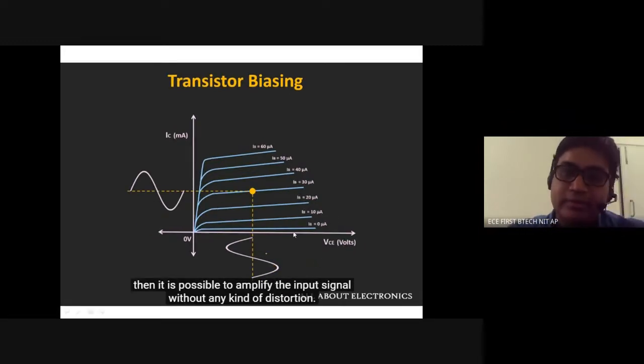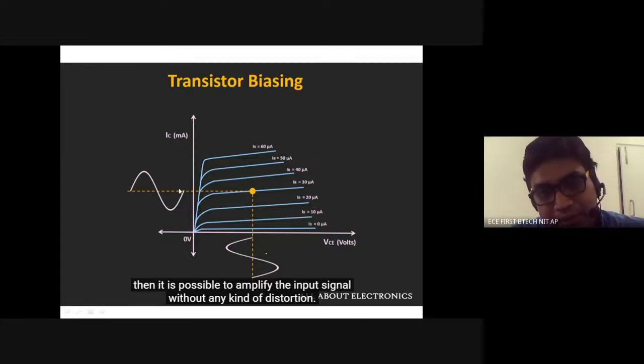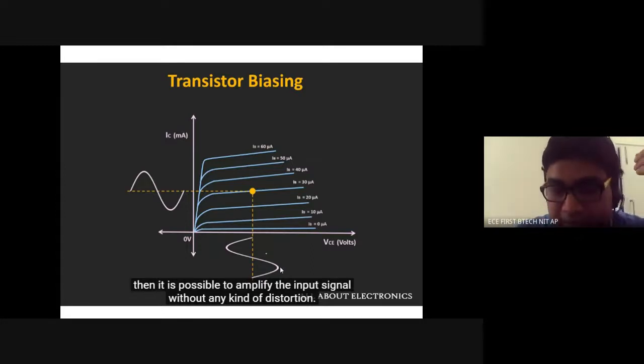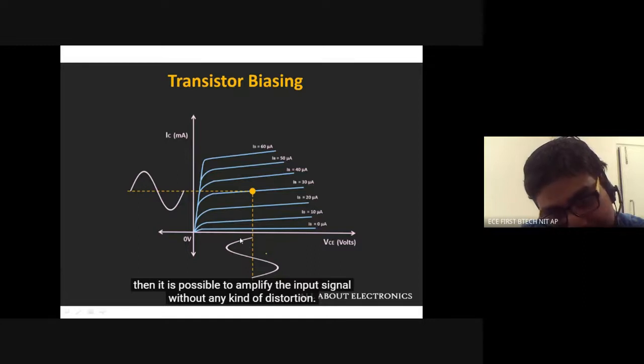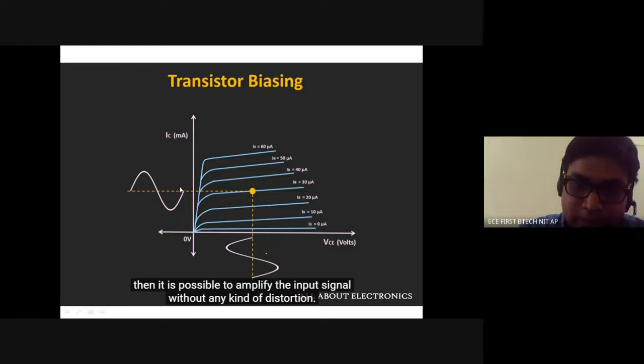But if we put our operating point somewhere in the middle of the characteristics, whatever input we give to the transistor, we'll get the amplified output here. Now, this is very important. We need to get the exact input waveform at the output in a magnified form. If you can see here, this is the input signal, and this is the magnified output of the input signal. So we get the proper shape at the output side, with no distortion and no attenuation, and the signal is amplified in proper form. Now, this is the proper operating point for a transistor.